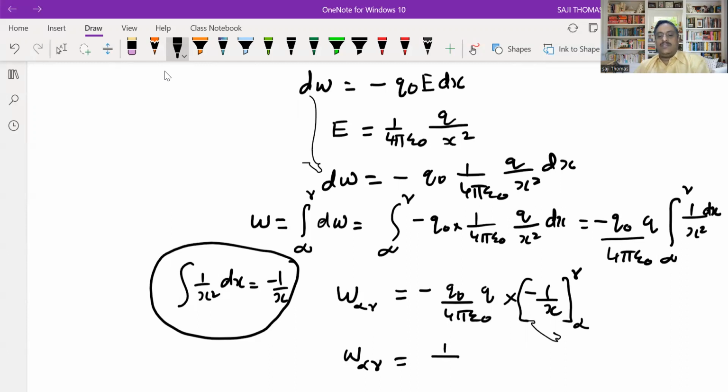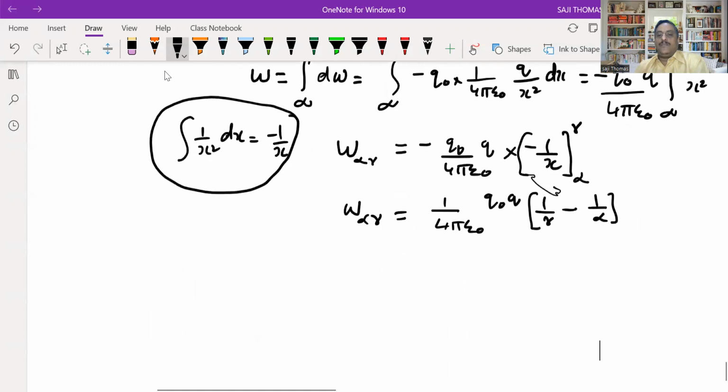So it becomes plus 1 by 4 pi epsilon 0 q0 q into 1 by first upper limit. Put upper limit for x, 1 by r minus 1 by infinity. And you know 1 by infinity is 0. Therefore, what is the equation for the work done? 1 by 4 pi epsilon 0 q0 q by r. Now you can find the potential.